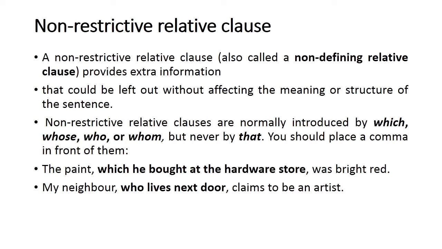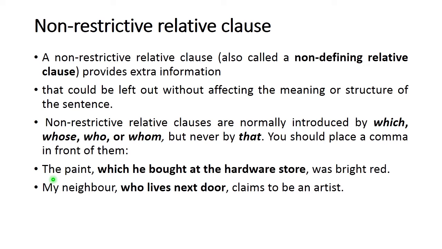Non-restrictive relative clause. A non-restrictive relative clause, also called a non-defining relative clause, provides extra information that could be left out without affecting the meaning or structure of the sentence. Non-restrictive relative clauses are normally introduced by which, whose, who, or whom, but never by that. So you should place a comma in front of them.